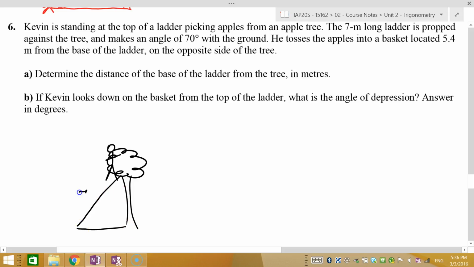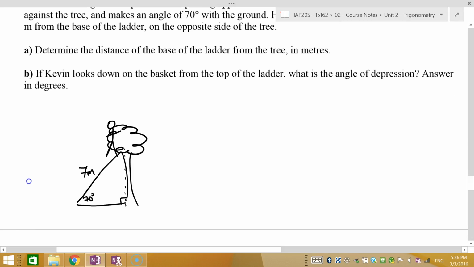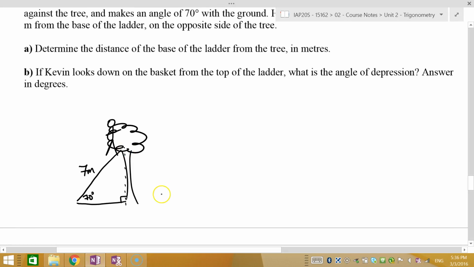The ladder itself is 7 meters long and making a 70-degree angle with the ground. You can imagine there's some sort of right angle in here. He tosses the apples into a basket located 5.4 meters from the base of the ladder, but it's on the opposite side of the tree. So now I've got a basket over here, and that total distance here is 5.4 meters. Determine the distance of the base of the ladder from the tree.